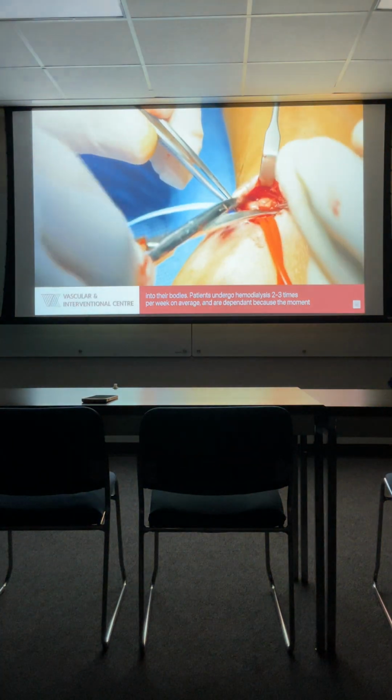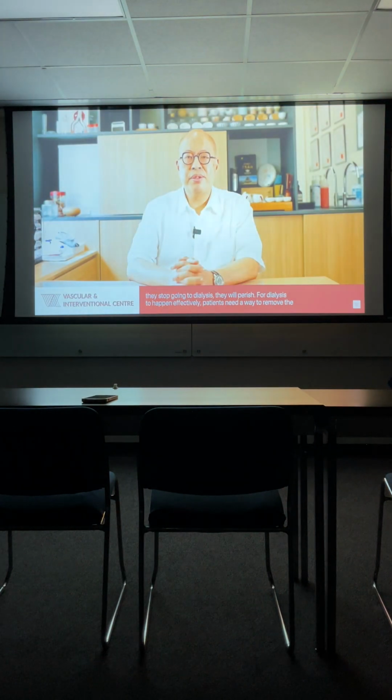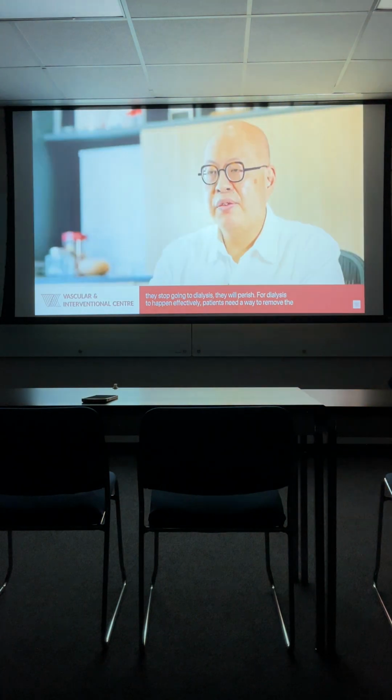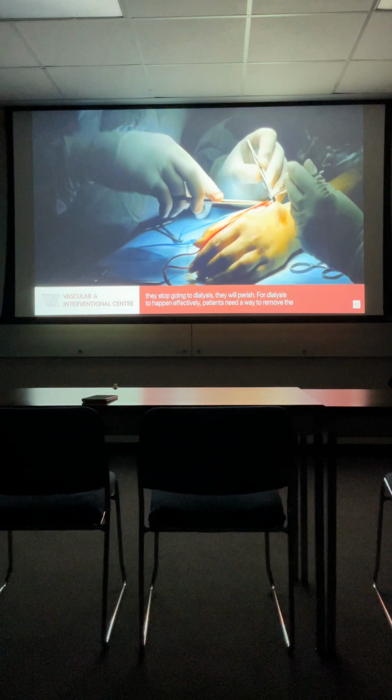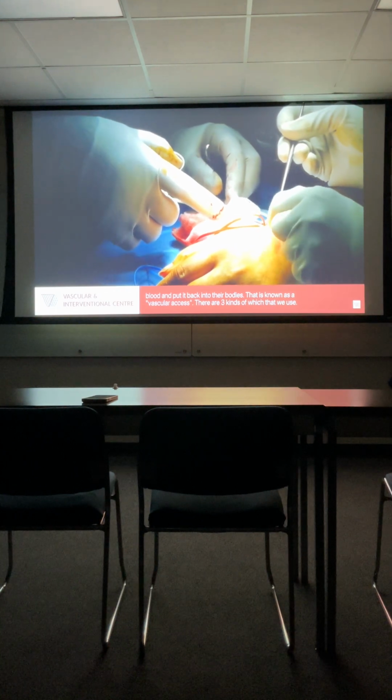Patients undergo hemodialysis on average 2 to 3 times per week, and they are dependent because the moment they stop going to dialysis, they will perish. Now, for dialysis to happen effectively, patients need a way to remove the blood and put it back into their bodies. That way of doing it is called vascular access.